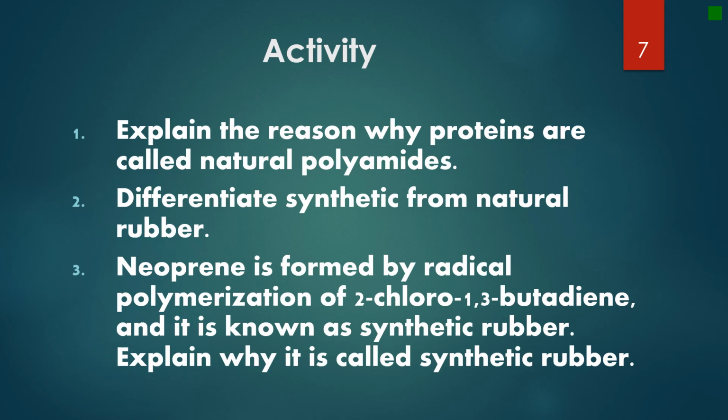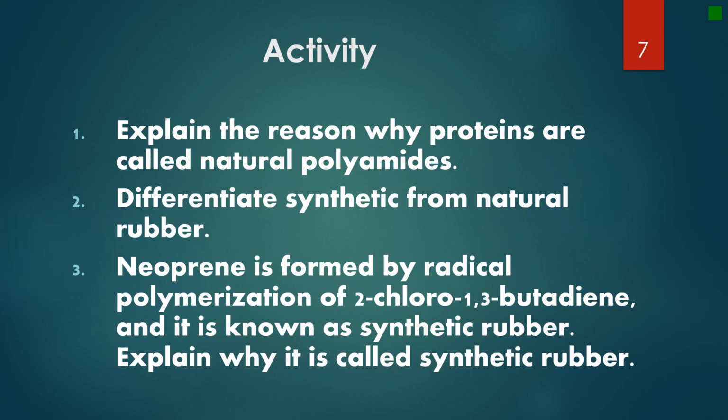In this activity, you are given 3 questions. Question number 1 is to explain the reason why proteins are called natural polyamides. Number 2, you are asked to differentiate synthetic from natural rubber. The last one, you are told that neoprene is formed by radical polymerization of 2-chloro-1,3-butadiene, and it is known as synthetic rubber. Explain why it is called synthetic rubber.